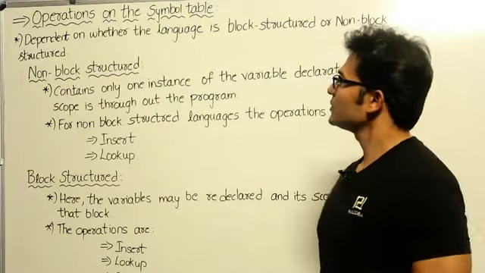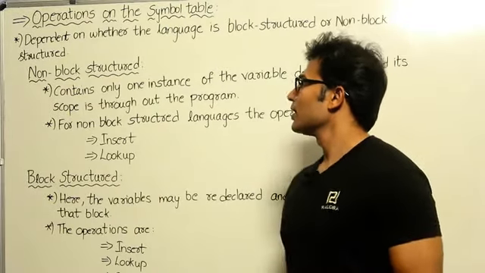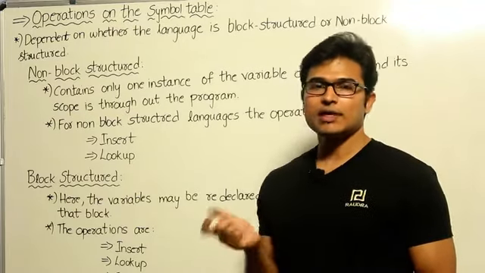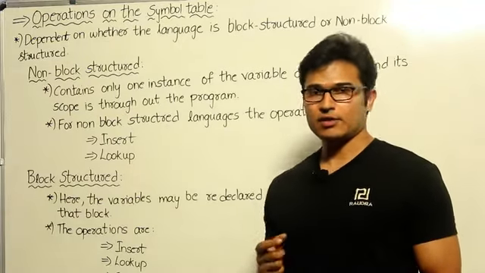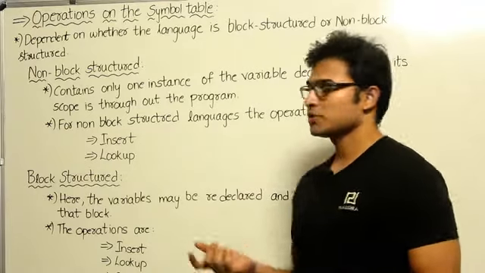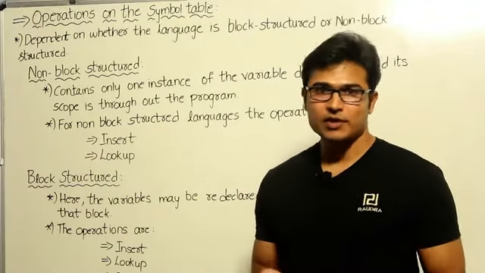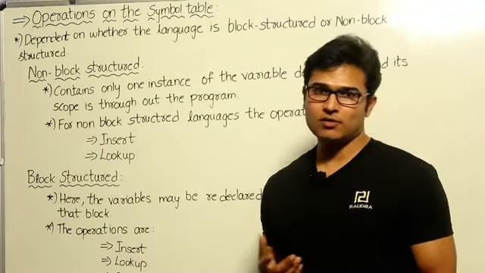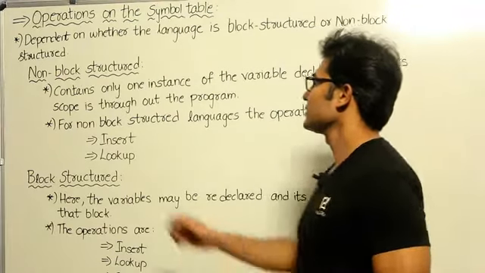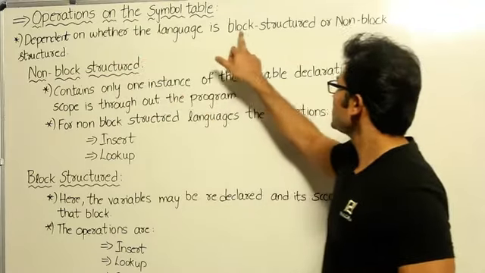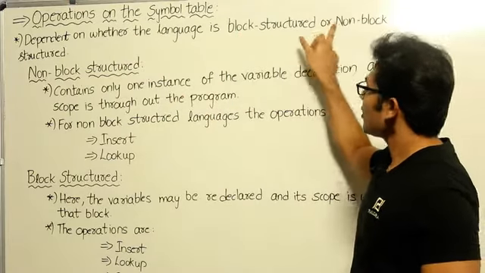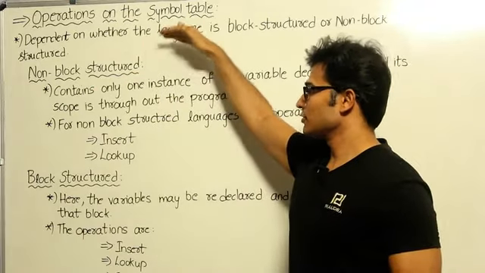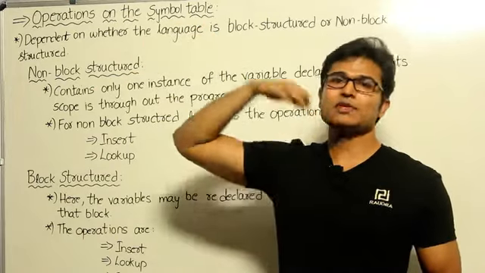Now let's see the operations that we can define on a symbol table. Actually, the operations depend on what language you are working on. If your language happens to be block structured, then the operations are going to be different, and if your language is going to be non-block structured, then your operations are going to be different. Depending on whether the language is block structured or non-block structured, the type of operations that you use will change.